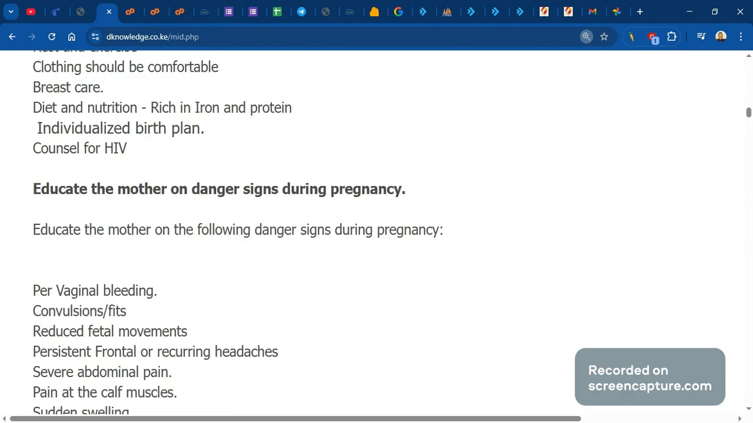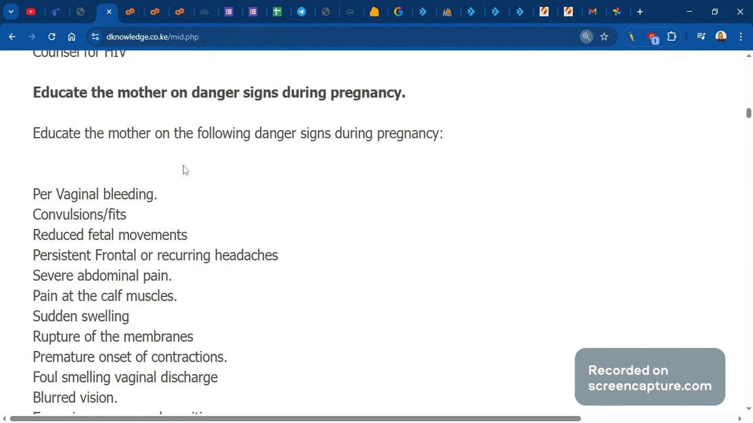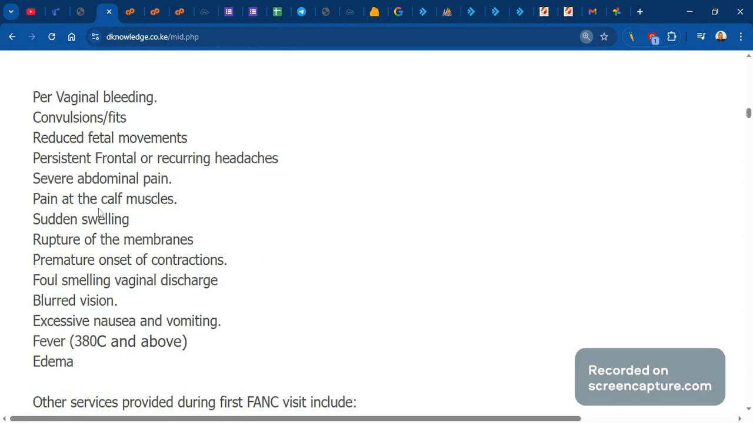And then you need to also educate the mother on the danger signs during pregnancy, like vaginal bleeding. If there is any sign of vaginal bleeding, let the mother report to the facility immediately. Convulsions or fits, because those can be signs of preeclampsia, which is very fatal when it comes to pregnancy. Reduced fetal movement can indicate intrauterine fetal demise, IUFD. Persistent frontal or recurring headaches indicate hypertension, which can be gestational hypertension, a primary sign of preeclampsia, a condition associated with pregnancy.